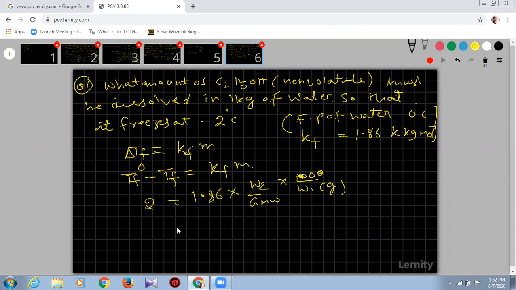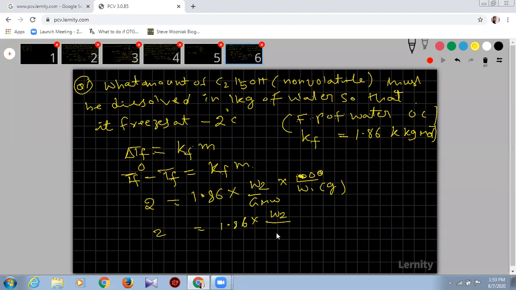So that is the case. That is equal to 1.86. So this is now 1000 only. That's what now I will take 1 kg. Okay, yeah, that's fine.